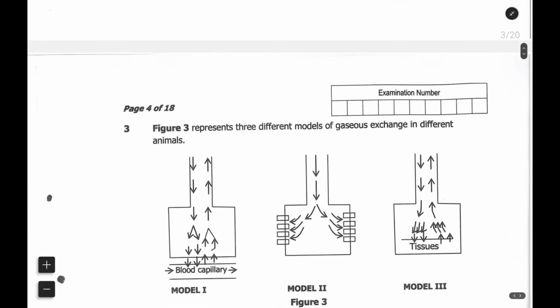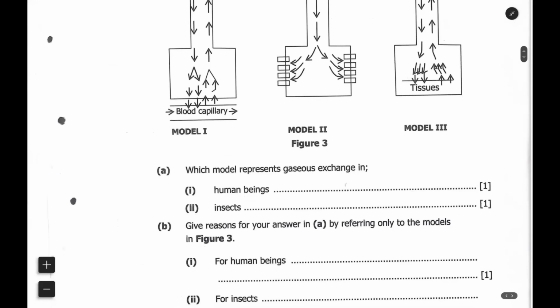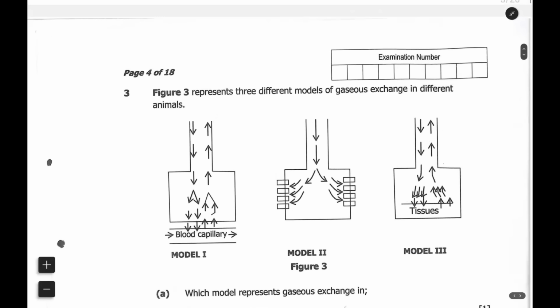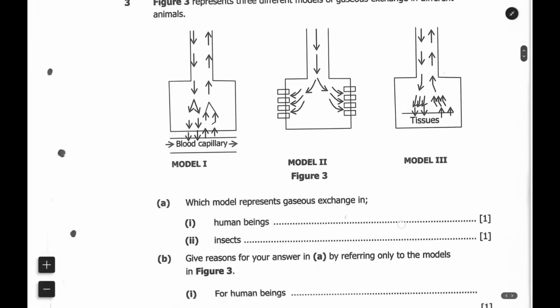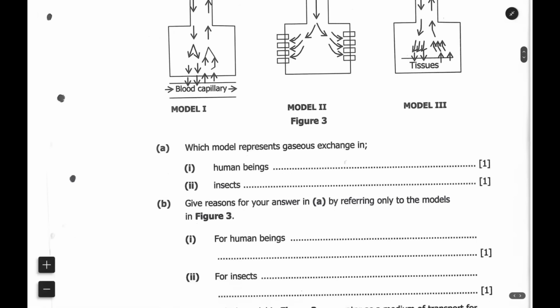All right, let us go to question 3. So question 3, as you can see, very much important. Look at question 3. Figure 3 represents 3 different models of gaseous exchange in different animals. All right. So now, how do you answer this question? So the first question, which model represents gaseous exchange in humans?